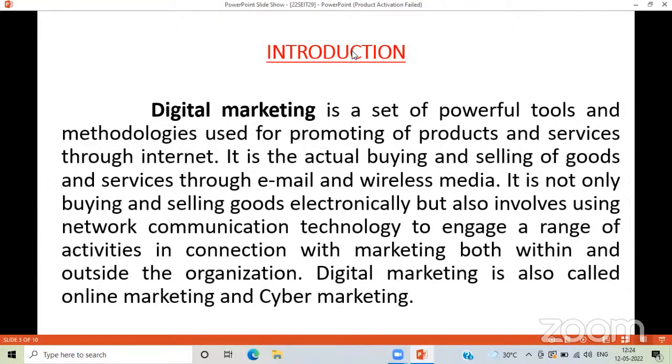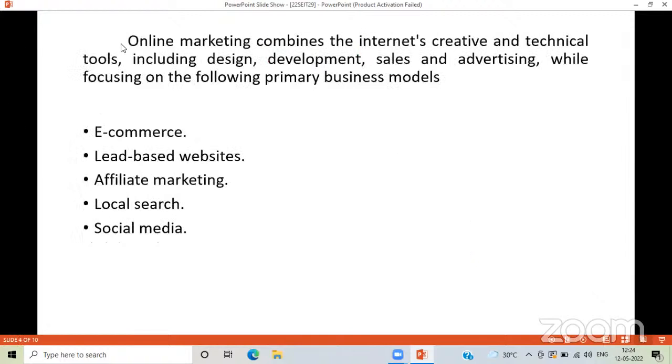We use various kinds of digital marketing techniques for purchasing products and services and also for getting ideas about different products. Digital marketing is also called online marketing and cyber marketing. Online marketing combines the internet's creative and technical tools, including design, development, sales, and advertising, while focusing on the following primary business models. These are the business models connected with digital marketing. First, e-commerce. Second, lead-based websites, affiliate marketing, local search, and social media. We use these models as a part of business.